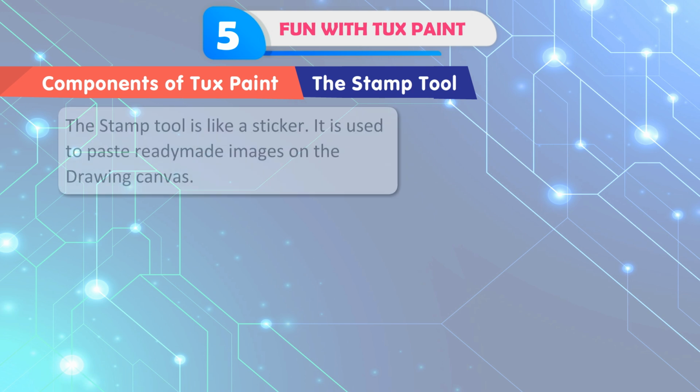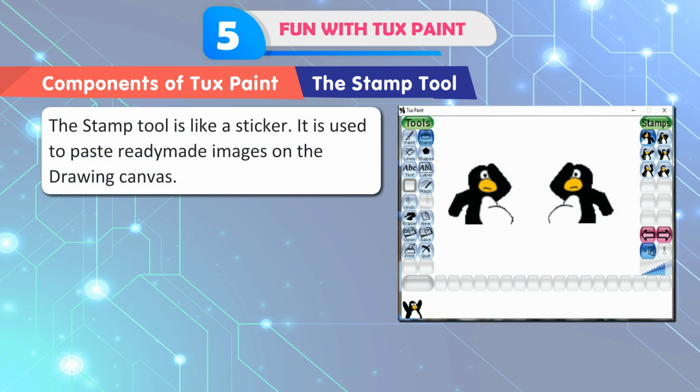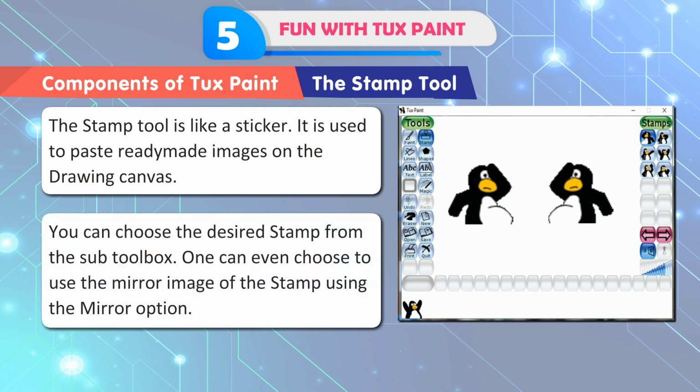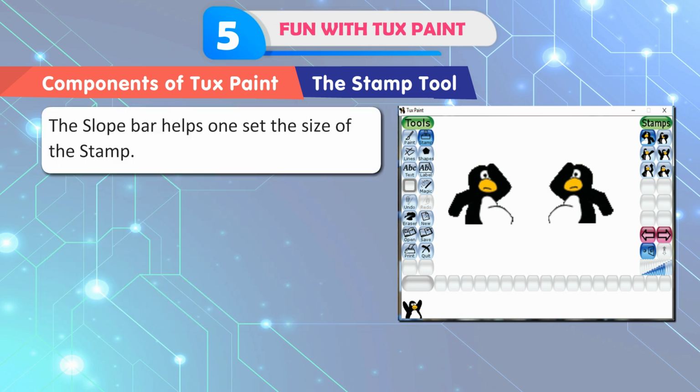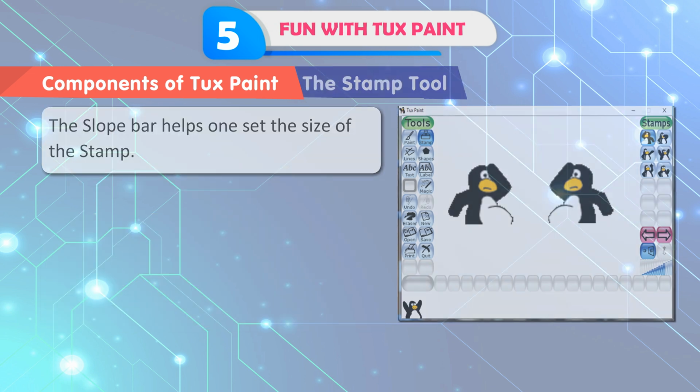The Stamp tool. The Stamp tool is like a sticker. It is used to paste ready-made images on the drawing canvas. You can choose the desired stamp from the Subtool box. One can even choose to use the mirror image of the stamp using the mirror option. The slope bar helps one set the size of the stamp.